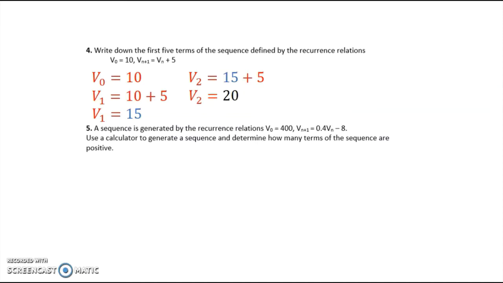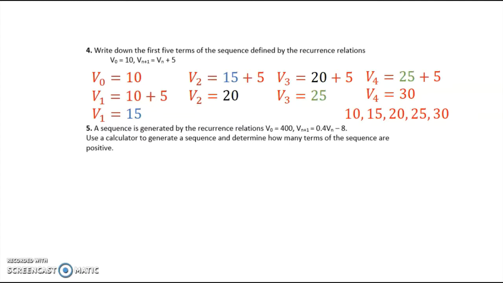Now, what I've done is I've changed the colour so you can see where I'm inputting all the values. So V2 equals 20, we put it into the next term, so 20 add 5, we get 25. And we do it one more time, so V4 equals 25 add 5. Now we have V4 equals 30. Now if we count up all our terms, we should have 5. So they're the first 5 terms in the sequence. Okay, the next one, number 5.